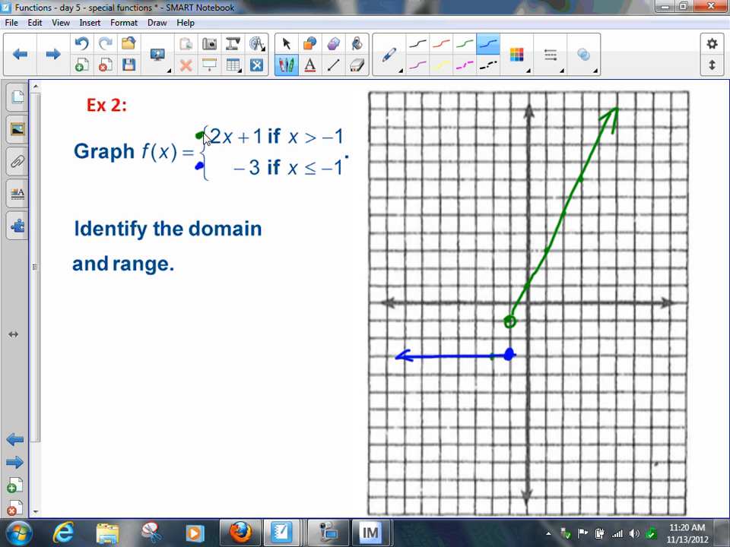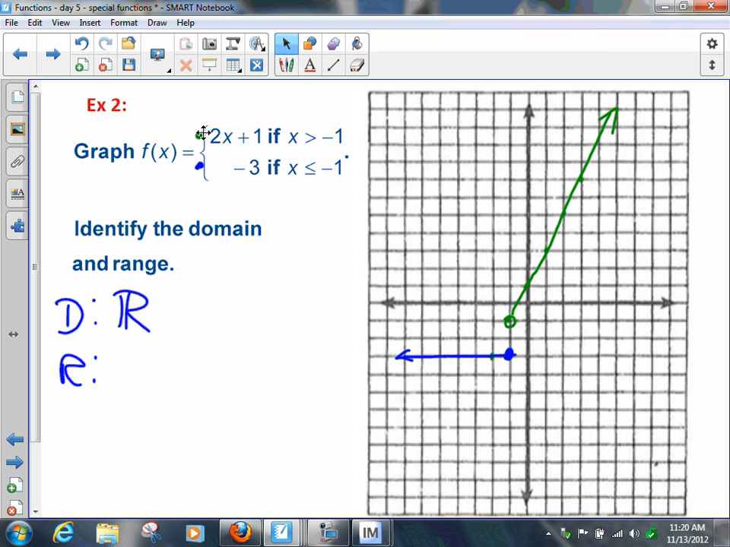Okay, now, domain. Domain, easy or difficult? Why? Because it's all reals. We love domain, don't we? Range. Holy moly. There's a gap in our values of our y's. Do you guys agree? Where's the gap that we cannot take into account? It's this little space from here to here, right?